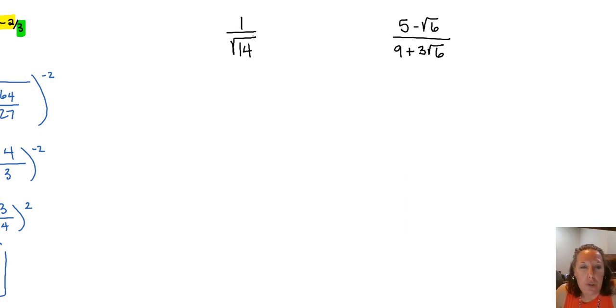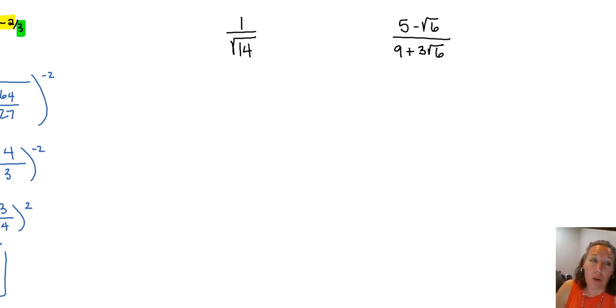We've got 1 over the square root of 14. We don't like having the square root of 14 in the denominator. 14 is not a perfect square, so the square root is an irrational number, meaning it is a decimal that goes on forever, never ending, never repeating. What we want to do is change that. In the denominator, we want it to be a whole number. The easiest way to do it is to multiply by whatever is going to make this a perfect square.